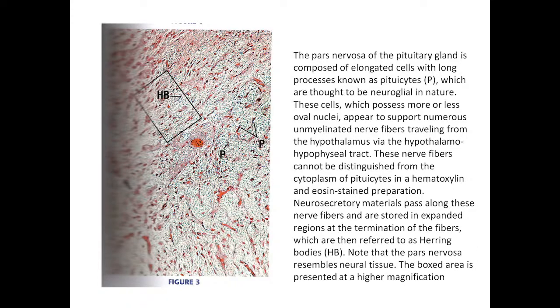Neurosecretory materials pass along these nerve fibers and are stored in expanded regions at the termination of the fibers, which are then referred to as Herring bodies, HB. Note that the pars nervosa resembles neural tissue. The boxed area is presented at a higher magnification.